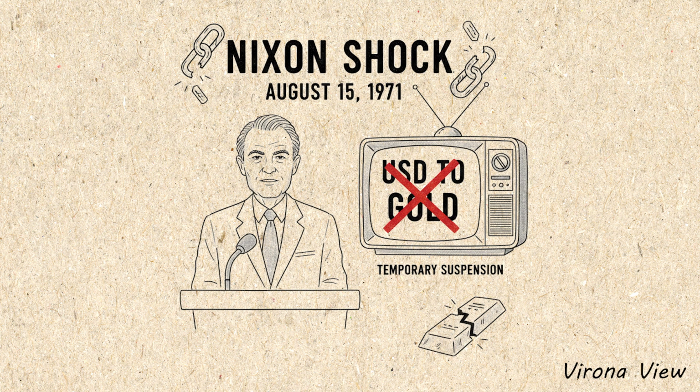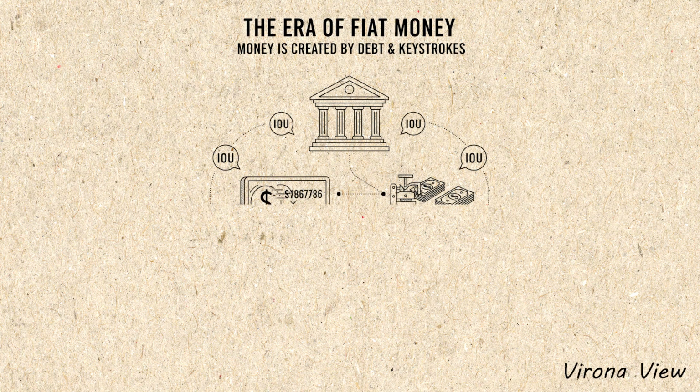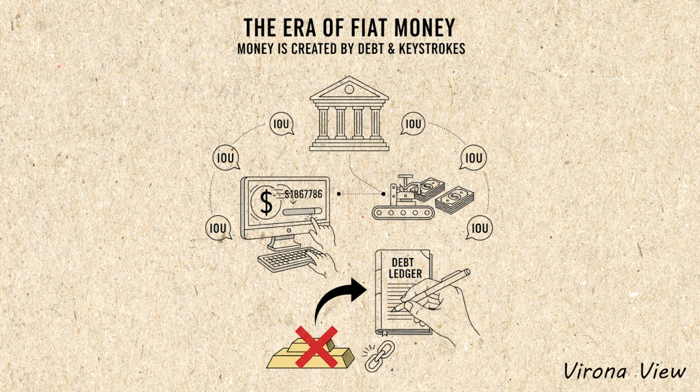In that moment, the world entered a completely new era, the era of fiat money, a system where currency is no longer backed by any precious metal, but created out of debt. And to understand how modern money truly works, money born from debt, money created by the banking system with nothing more than a keystroke, we must turn to an entirely different chapter of the story, a chapter almost no one has ever been taught properly.